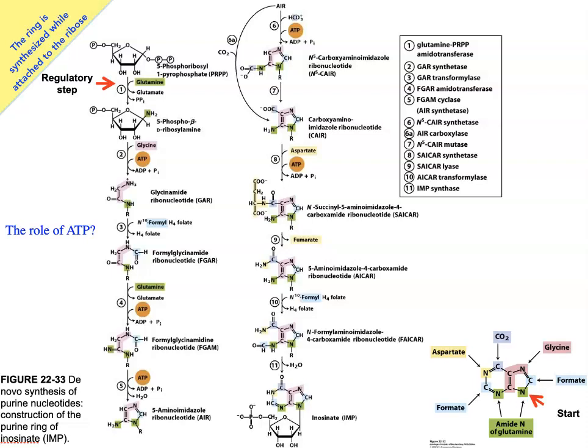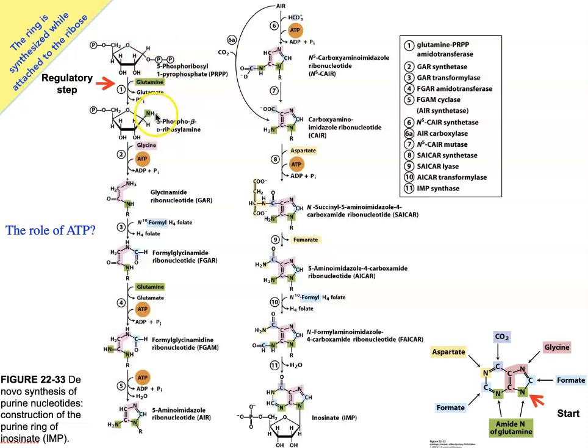Something that is very specific for the purine biosynthesis pathway is that the purine rings are synthesized while they are attached to the ribose. With pyrimidines, you will see that will not be the case. But purines, that is something specific for them. They are built while attached to the pentose.